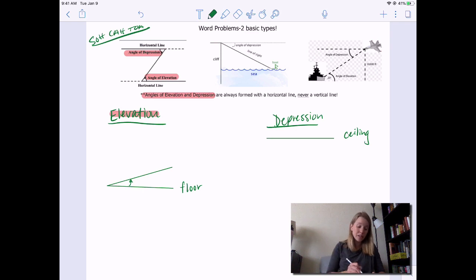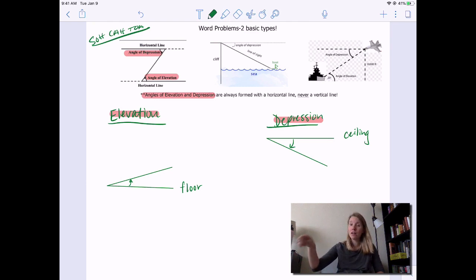Depression is harder. The elevation is the easier one. Depression is harder because we can actually think about seeing a floor and then elevating up, whereas depression is a ceiling angle. It starts at the ceiling and then actually depresses down. And this is the angle right there. So your ceiling, you have your other side or your hypotenuse, it's going to depress down. So you're going from the ceiling down. The tricky thing about your angle of depression is oftentimes you have to draw the ceiling. You can't just see the ceiling.